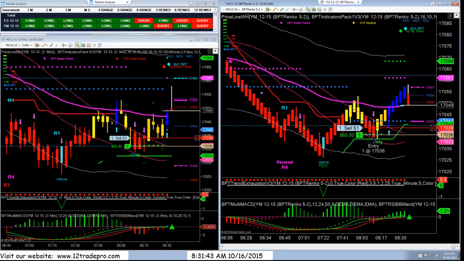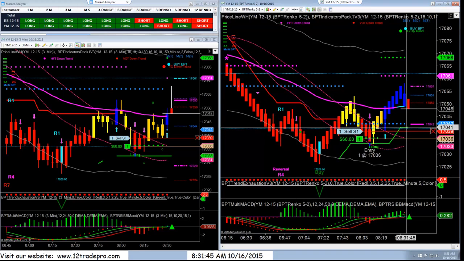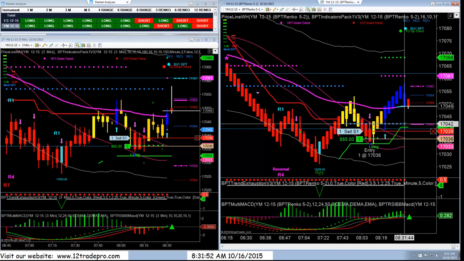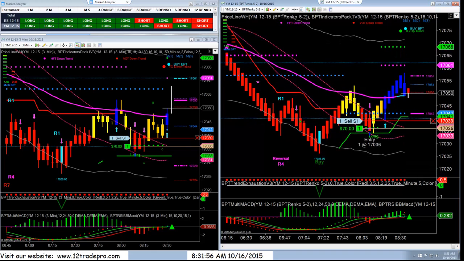Okay, my stop right now is 2 ticks below the precision trend line. You also have a support line and a floating fib at 17.042.